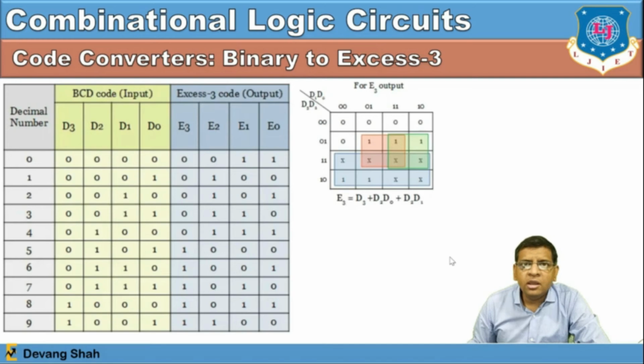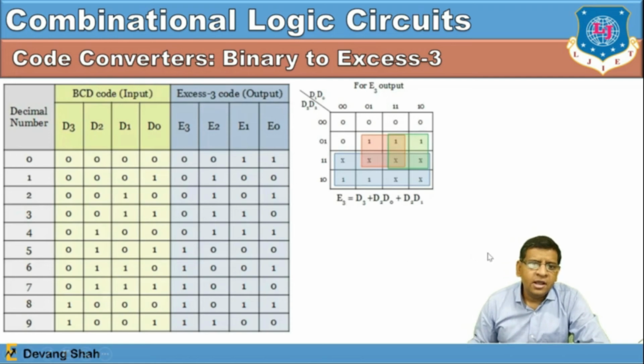Because we are not taking the decimal 10 to 15 here, and this K-map having the 4 literals, it will give you up to 16 boxes. So from 10 to 15 I can take as a don't care. So from 10 to 15 minterms, if they are either 0 or 1, I don't care, right? But for my advantage, I'm taking the X condition as a 1 condition.